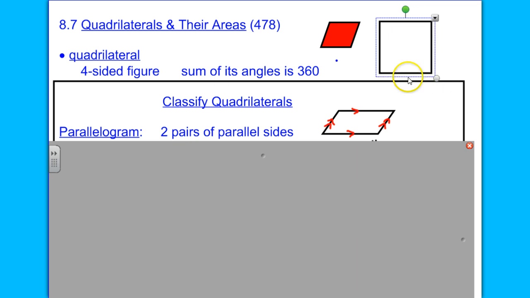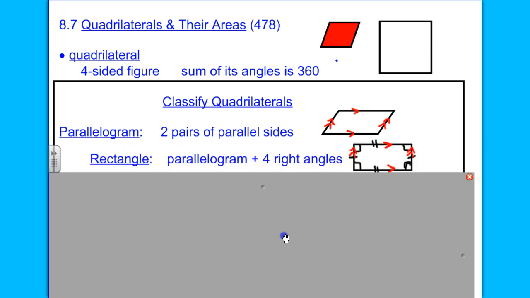Square. A square is one, but a square is more specific. Can you tell me, what about if 2 sides were longer and 2 sides were shorter? What would we call that? Instead of a square, it's a, begins with R. Rectangle, good. So a rectangle is a parallelogram that has 4 right angles.